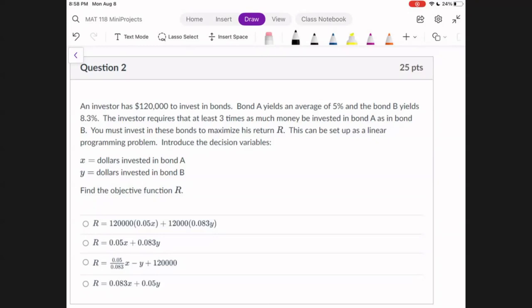What is your objective function? So how much do you get back out? If I put X in bond A, then I'm going to get 5% of X. If I put Y in bond B, I'm going to get 8.3% of Y. So what I get out is right here. You're just looking at what your objective function is there.